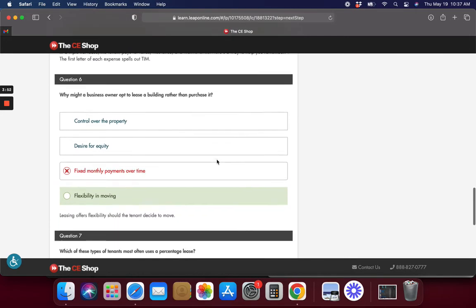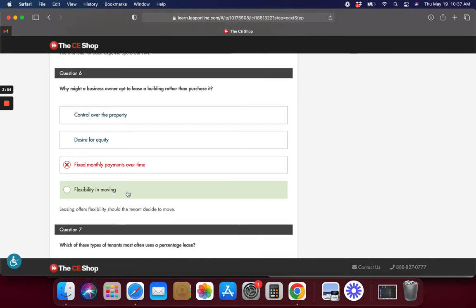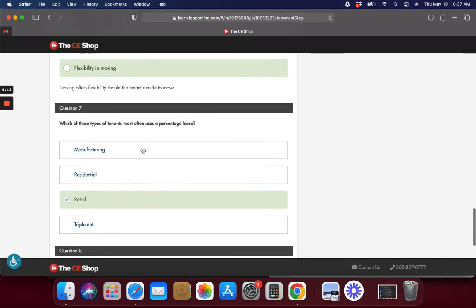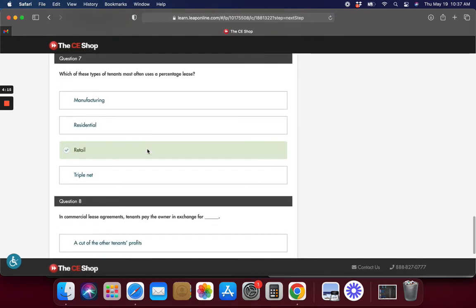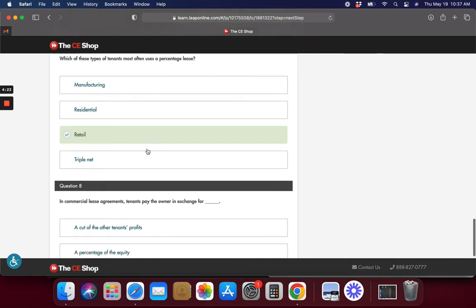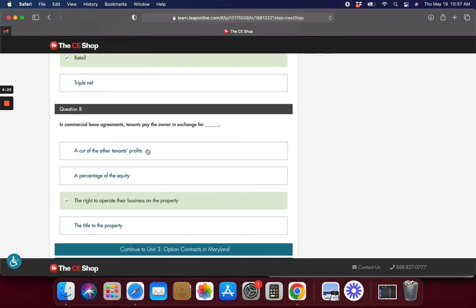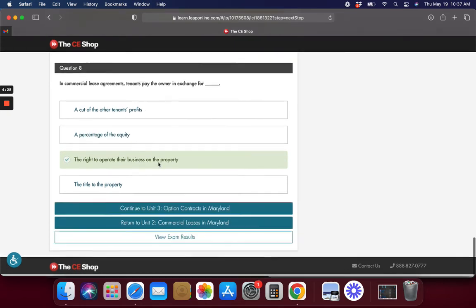All right, so I was going to put flexibility in moving here too, and I was going back and forth with that. So leasing offers flexibility if the tenant decides to move. But this is kind of a trick question because it also offers fixed monthly payments. So it depends on what is more appealing: moving quickly or paying the same amount every single month. All right, the commercial lease says tenants pay the owner in exchange for the right to operate their business.